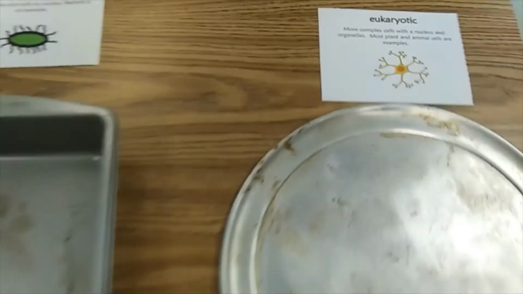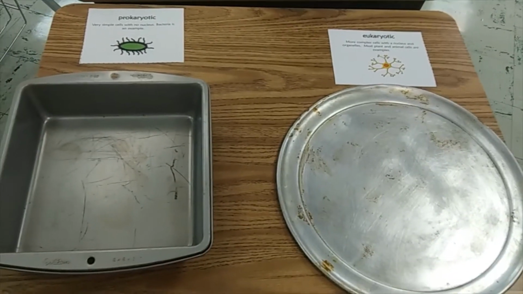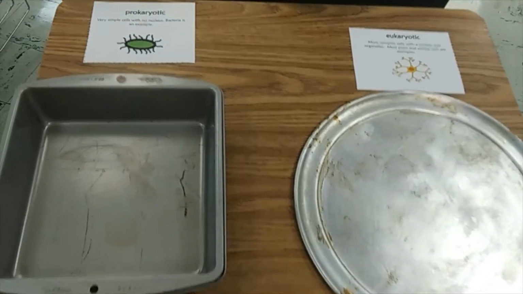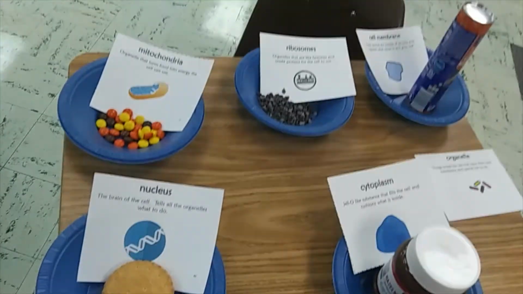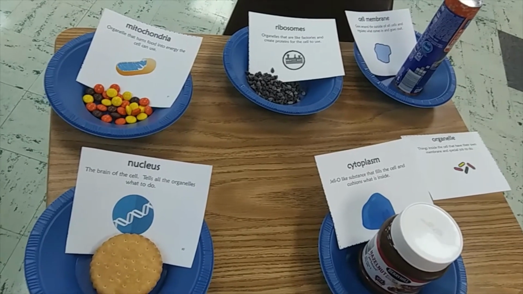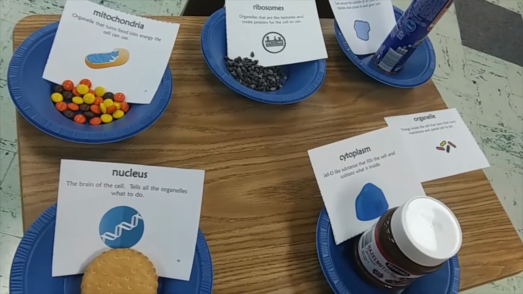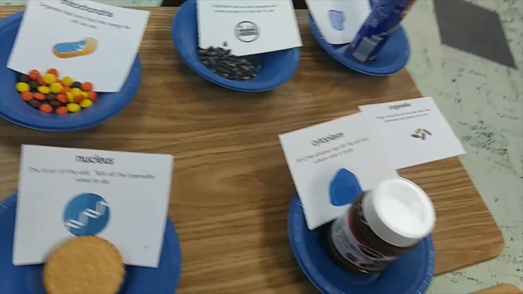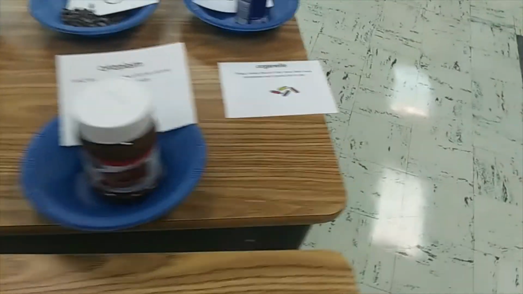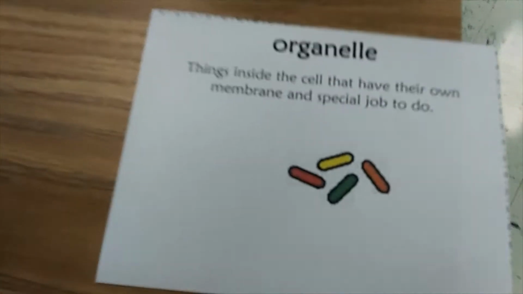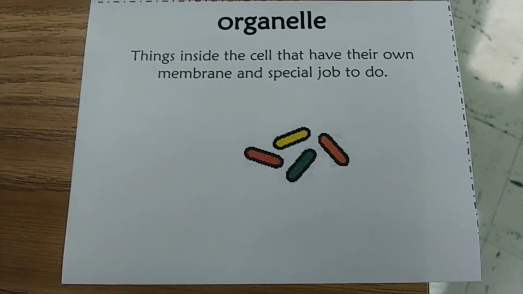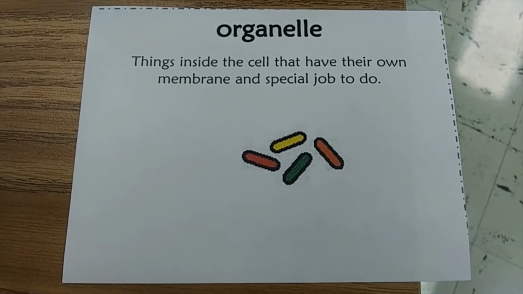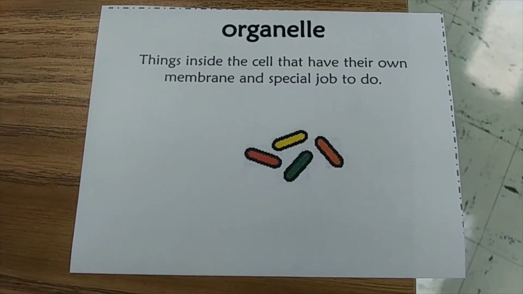So, before I can eat these delicious cells, I need to make these delicious cells, and that means I need to gather up some ingredients. So let's look at what ingredients we'll be using today to make our cells. Oh, we know that cells have different parts in them. The different parts of cells are called organelles. Organelles are things inside the cell that have their own membrane and a special job to do. And these are the organelles that we're going to be including today.